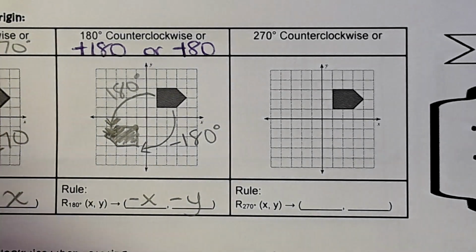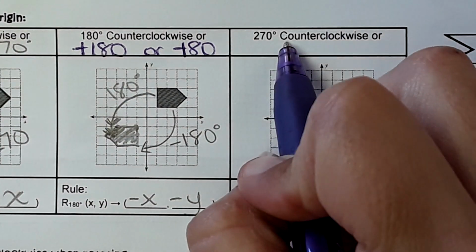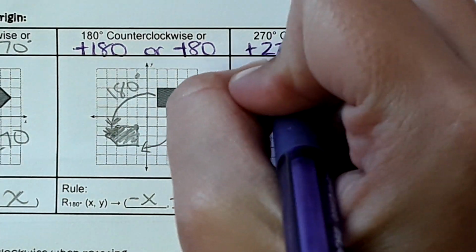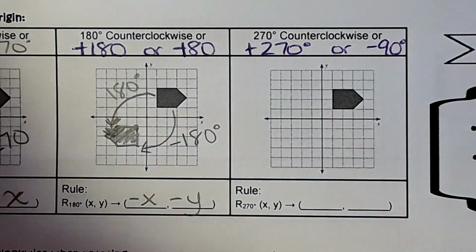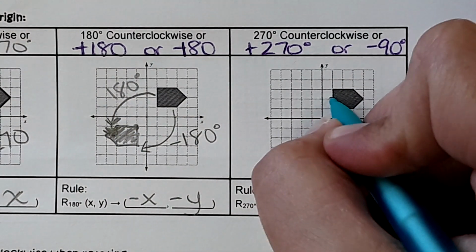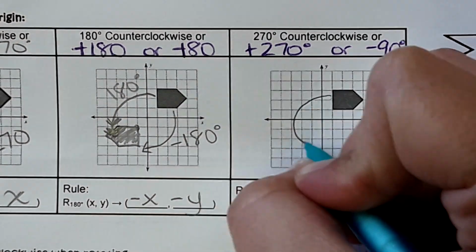And then last but not least, we have the 270 degrees counterclockwise, so that would be positive 270 degrees or negative 90 degrees, puts it in the same spot. So this would be like three turns. It would go all the way over here.